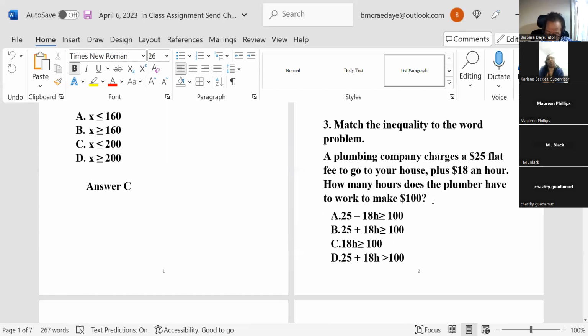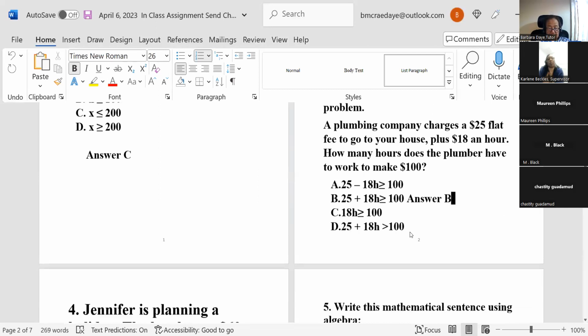Okay, Maureen, that's number three, and you had that one right. B: 25 plus 18 times the number of hours is greater than or equal to 100. So that's the answer right there. So 3 is B. Yes, you had that one correct. You did too, Mercedes.